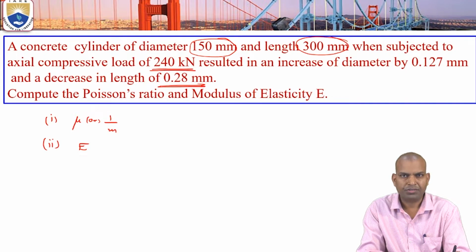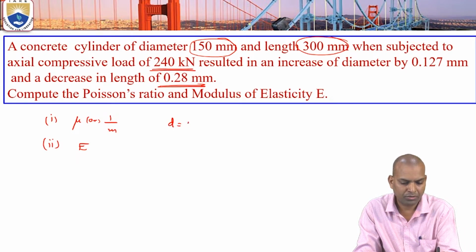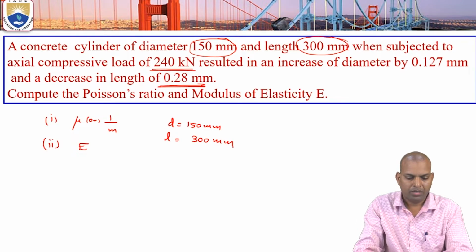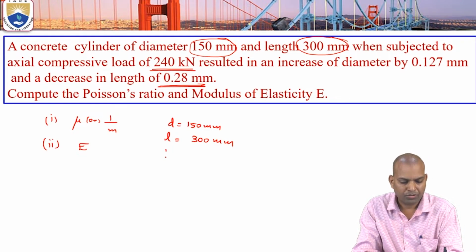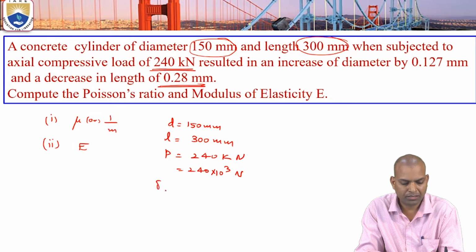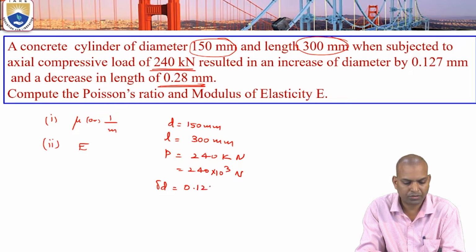The given data here: the diameter of the cylinder D equal to 150 millimeters and length L equal to 300 millimeters. When subjected to axial compressive load, P equal to 240 kilonewtons, that is 240 into 10 cube newtons. There is an increase in diameter and decrease in length. Increase in diameter delta D equal to 0.127 millimeter and decrease in length delta L is 0.28 millimeters.